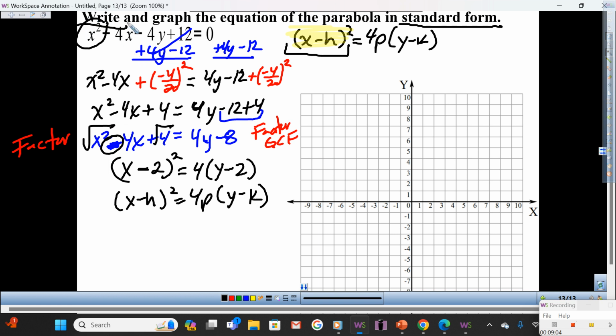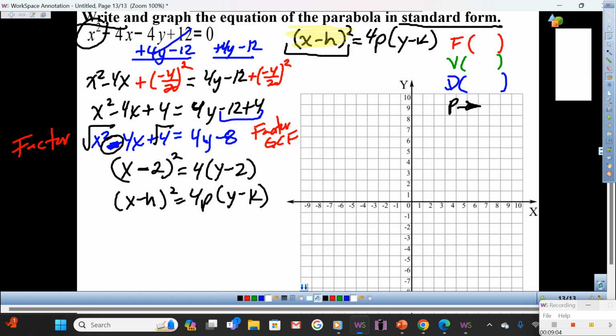Now we need to graph it. You're like, oh snap, Mr. Q, but you didn't give us the focus or all the information. All right. So on the top right, I want you to write F for focus, V for vertex, D for the point on the directrix, and P, which is the distance between the points.